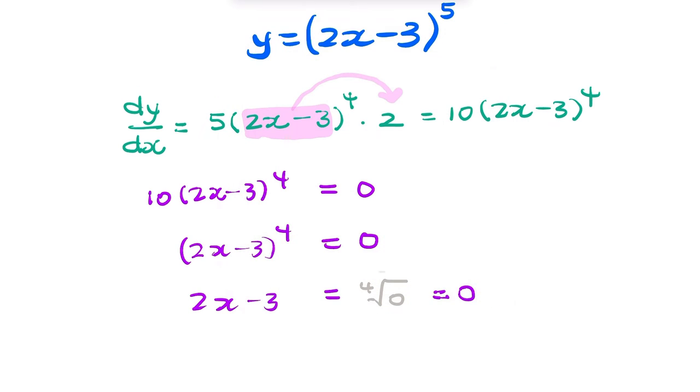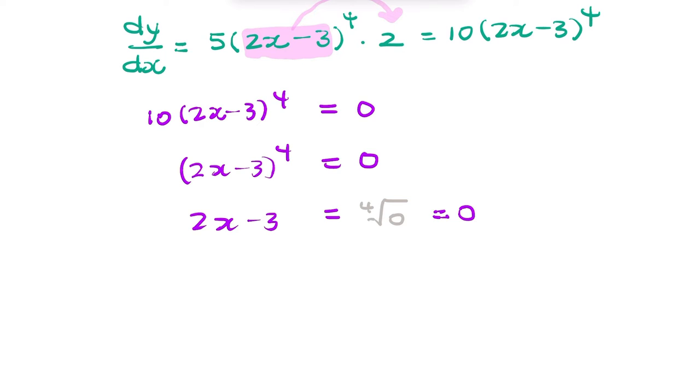Okay, so now we've almost found x. We just move the 3 to the other side, or we add 3 to both sides, and then divide by 2. So that gives you the x coordinate of your stationary point. But the question is to find the coordinates of the stationary point, so we still need to find y.